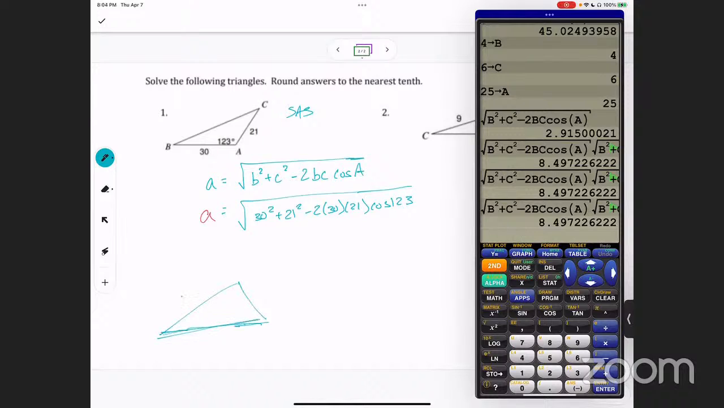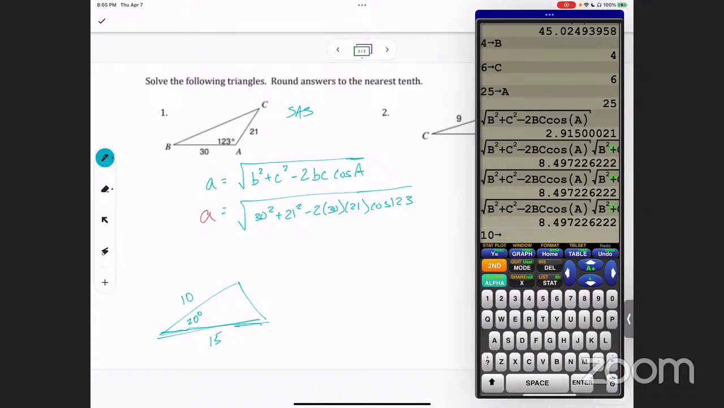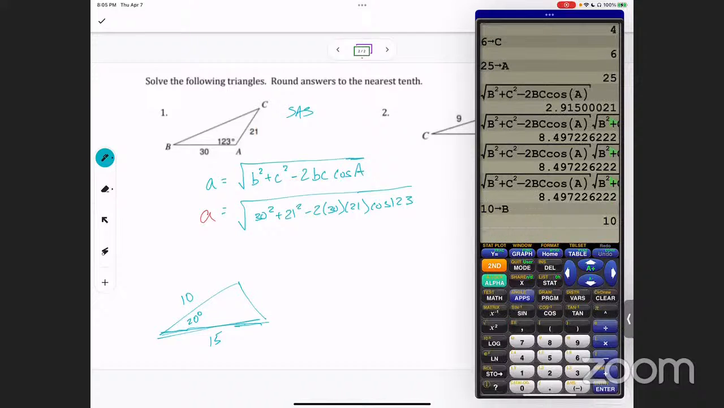I've got 10 and 15, and I've got an angle of 20 degrees. You type in 10, hit the store button, and then hit alpha and type in the letter. Oh, that's cool. I'm actually using B and C for my sides, and I'm using A for my angle. Oh, okay, that's really cool.